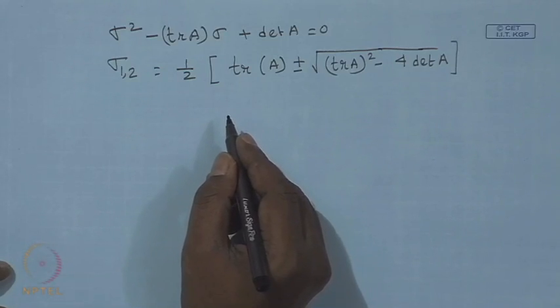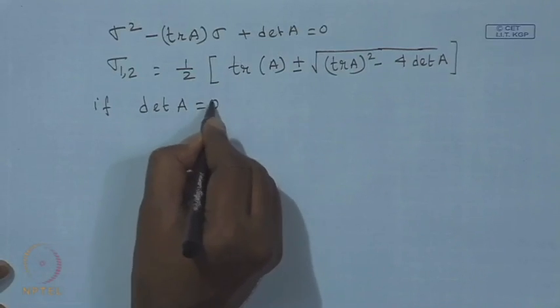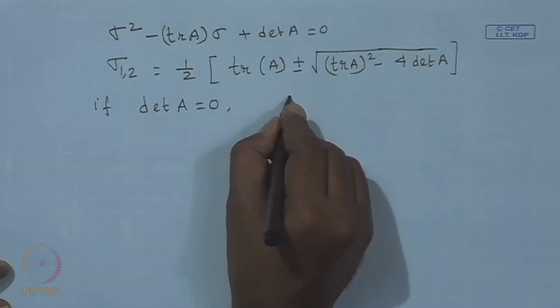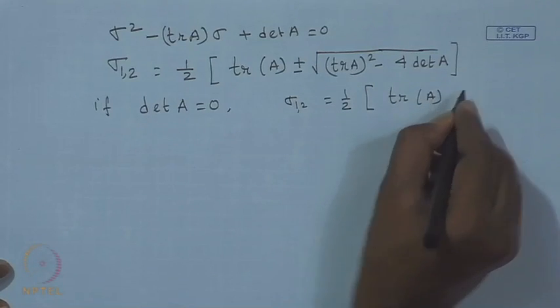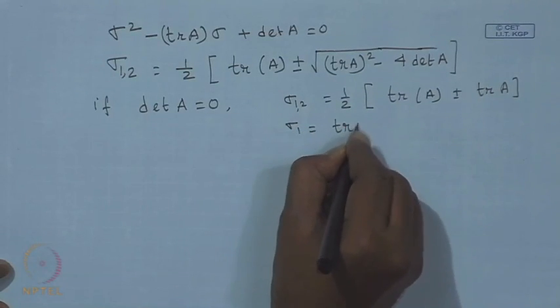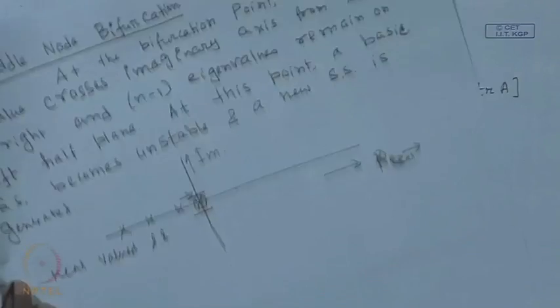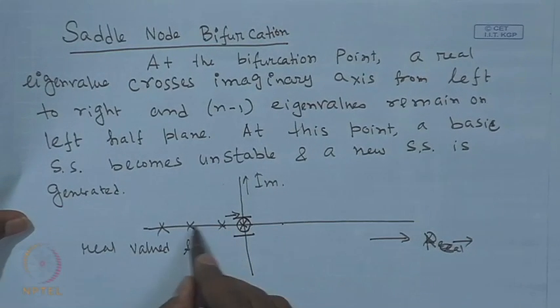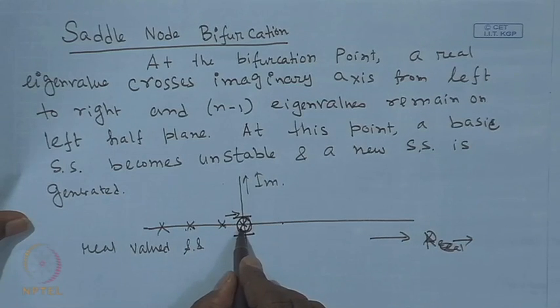Now, if determinant of A is equal to 0, let us see what we get. We will be getting sigma 1,2 is nothing but half trace of A plus minus trace of A. So, therefore, sigma 1 becomes trace of A and sigma 2 becomes 0. So, this is the condition where one of the eigenvalues becomes 0, and the steady state goes from stable to unstable. So, one of the eigenvalues becomes 0.